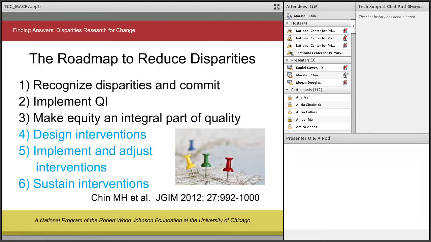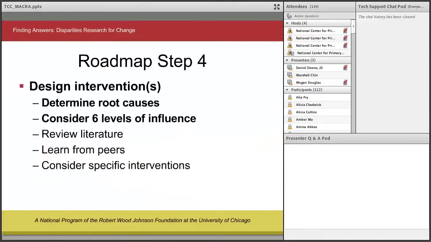So then I'll talk a little bit now about 4, 5, and 6 here, designing, implementing, and sustaining interventions, which start to get at issues of both cultural competency, but then some of the fundamental systems and structural problems driving inequity. So this 4th step is design and intervention. I'll talk mostly about root causes, 6 levels of influence. Another one that's important too that I want to talk about is learning from your peers, seeing successful peers and learning from their experience.